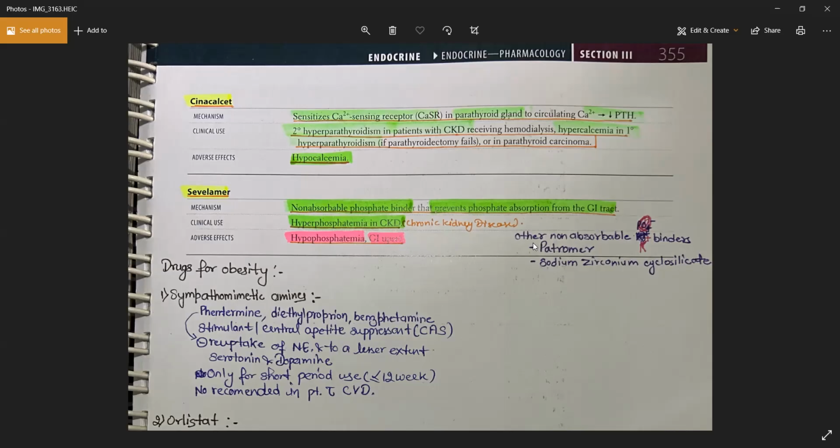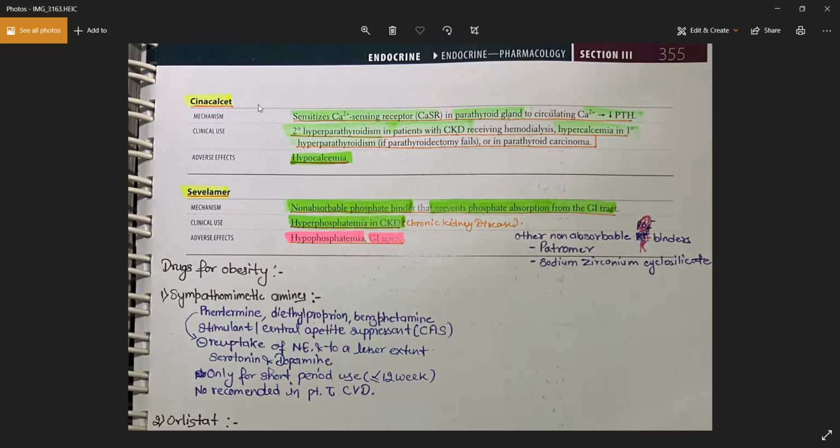Other non-absorbable binders are also available. These are patiromer, which has an action same as that of sevelamer, and the second one is sodium zirconium cyclosilate. All of these agents bind to the potassium, and they can cause the loss of potassium. Yeah, that would be all.